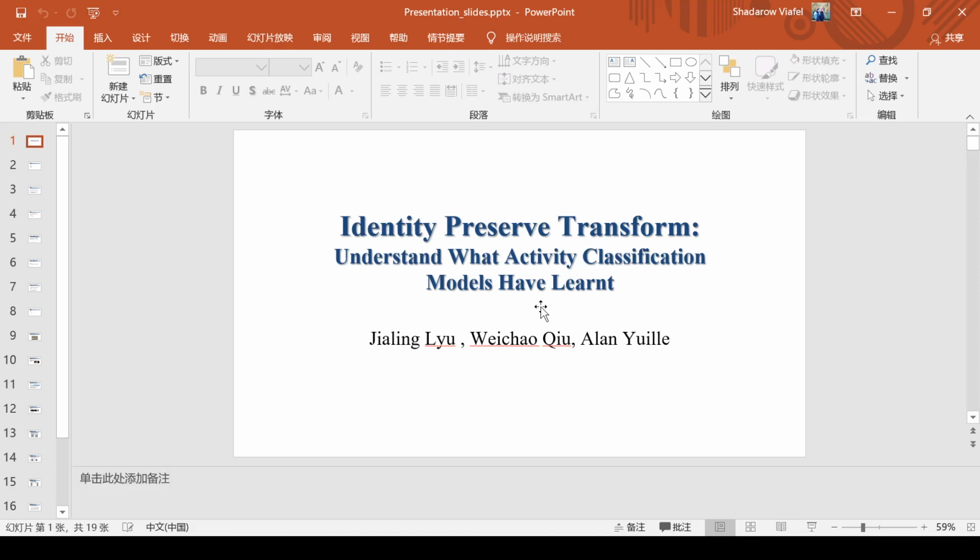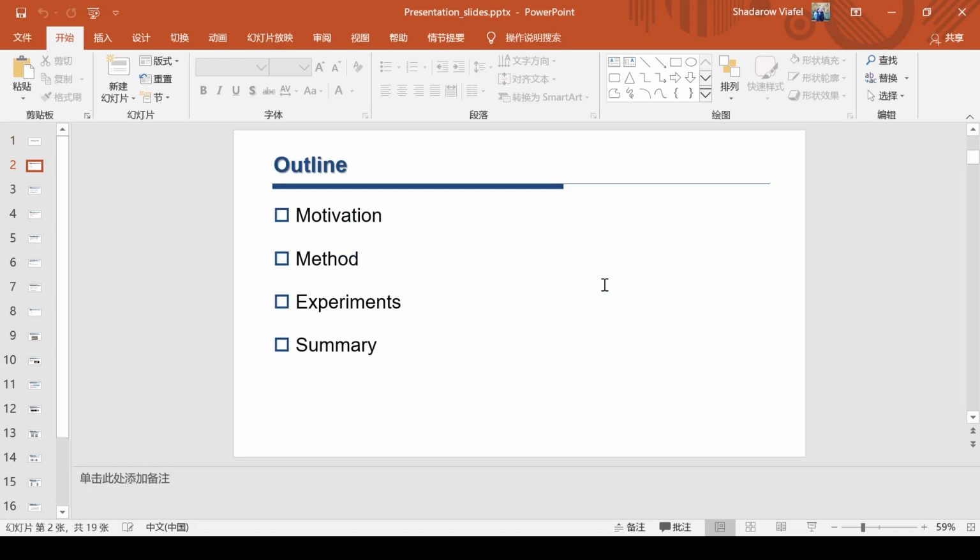Hello everyone, today I'm going to talk about the paper Identity Preserved Transform, understanding what activity classification models have learned. The presentation consists of 4 parts: motivation, method, experiments, and summary. Let's start from the motivation first.